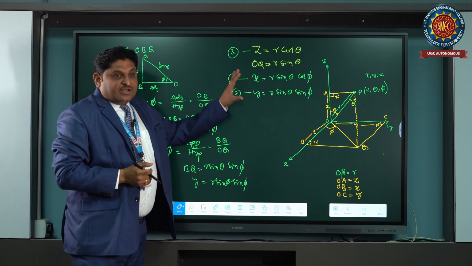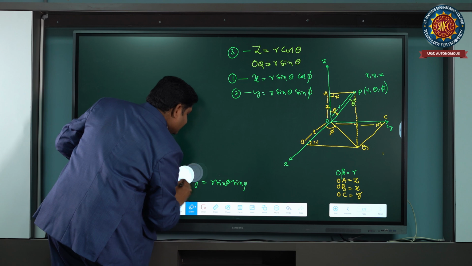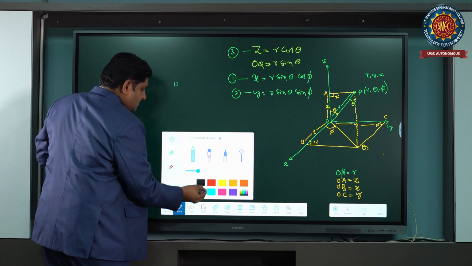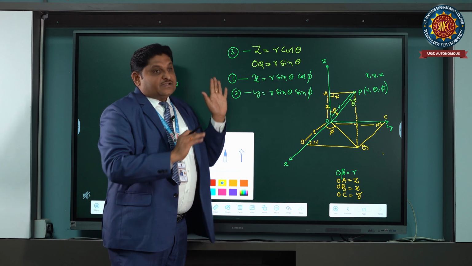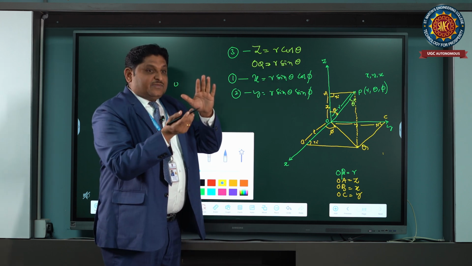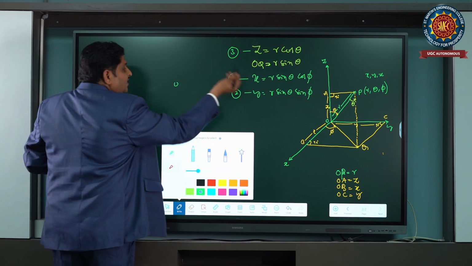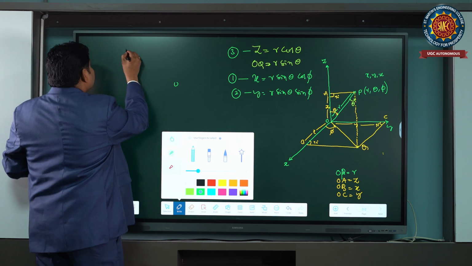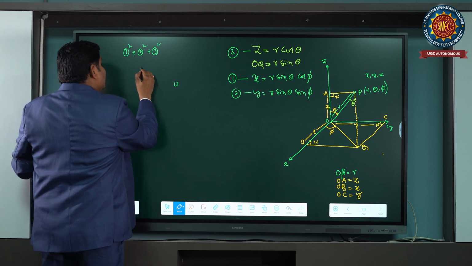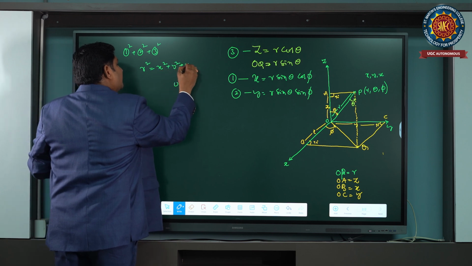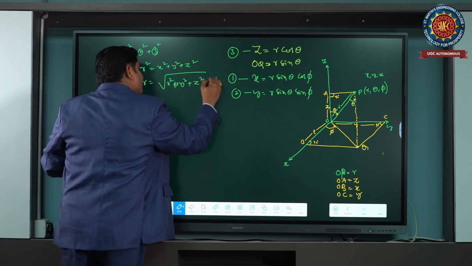Now what is the relationship between Cartesian coordinates and the spherical coordinates? X is R sin theta cos phi, Y is R sin theta sin phi, Z is R cos theta. So this is from R, theta and phi to X, Y, Z. In a similar way, how to write R, theta and phi in terms of X, Y, Z? First, I am squaring and adding 1, 2, 3. Then R square is equal to X square plus Y square plus Z square. Then R is equal to the square root of X square plus Y square plus Z square. This is relation number 4.